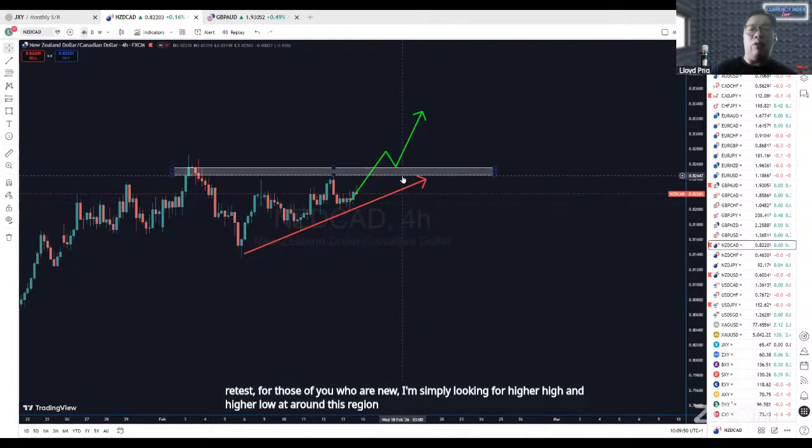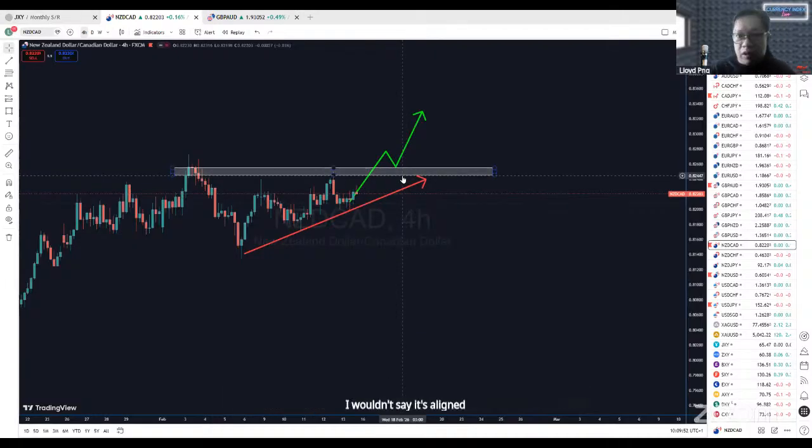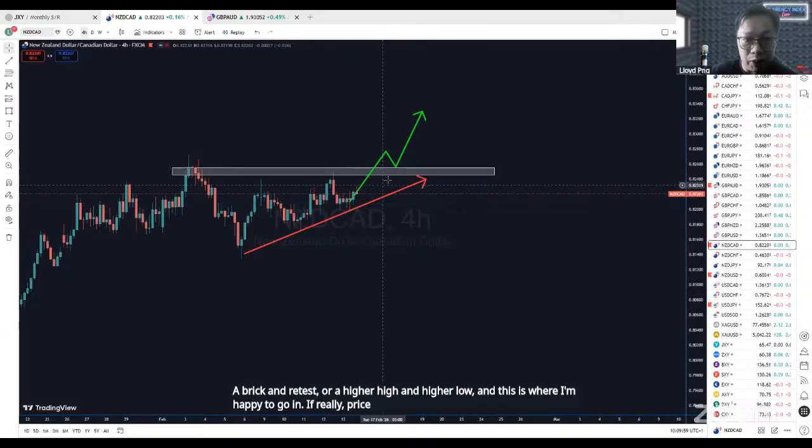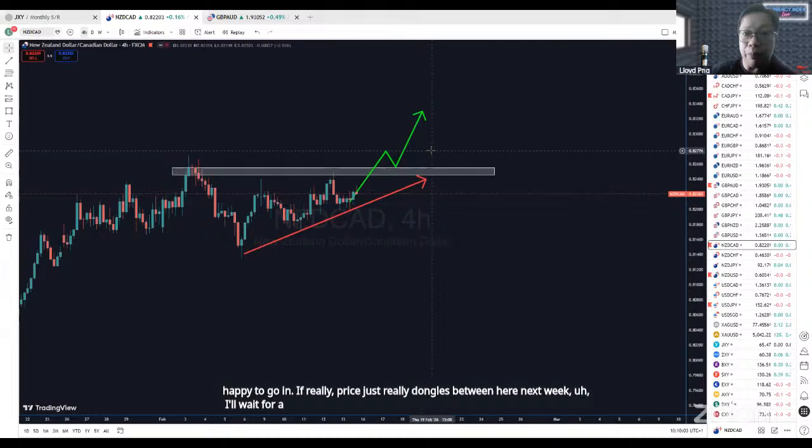Yeah, I wouldn't say it's a line, it's always a region. A break and retest or higher high and higher low, and this is where I'm happy to go in. If price really just dongles between here next week, I'll wait for a really clean break before I go in.